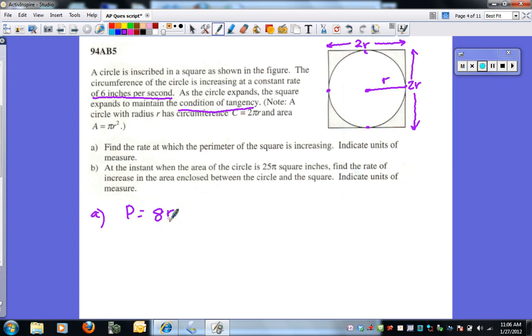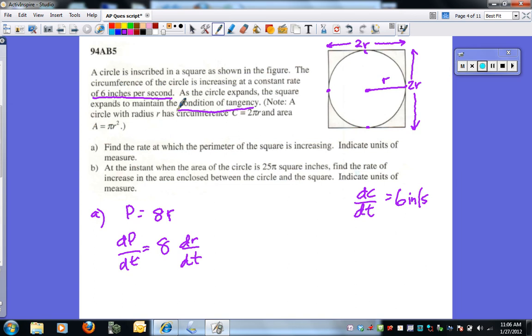And I need to find some stuff. Well, what did I identify? I know that we have our circumference, dC/dt is 6 inches per second, which is cool. And I think that's all the information we're given. So let's find the derivative here. dP/dt equals 8 dr/dt. Well, that's easy enough. Now I need to find dr/dt. I don't have a dr/dt. How am I going to find dr/dt?